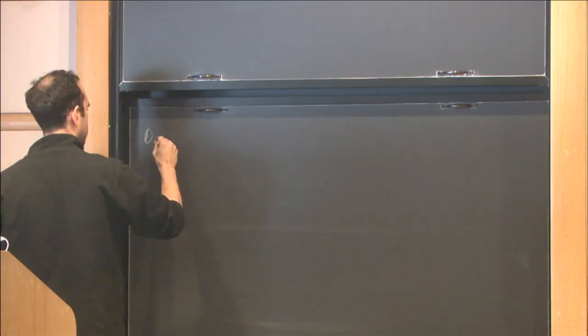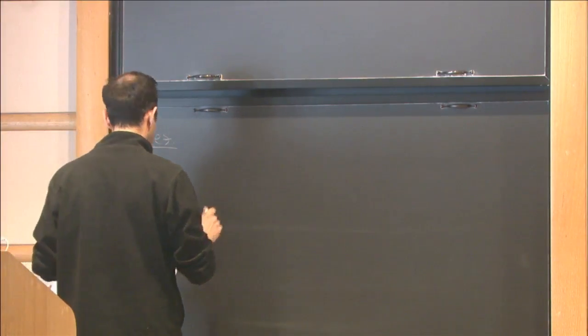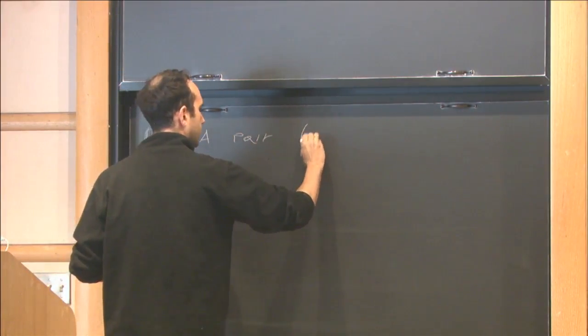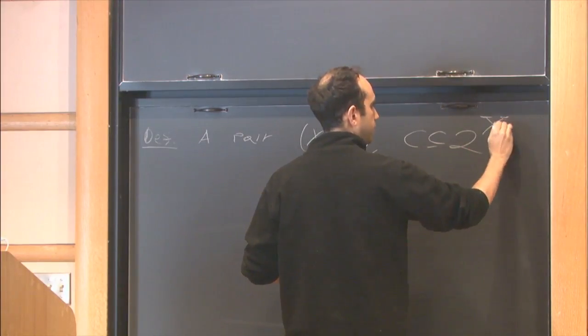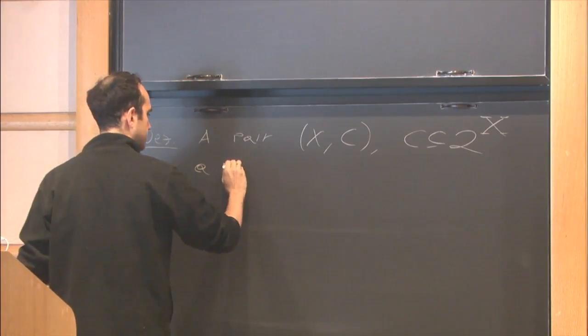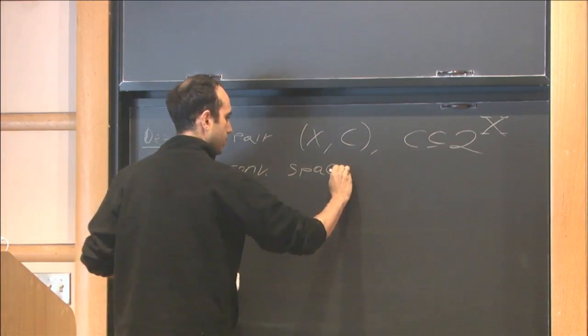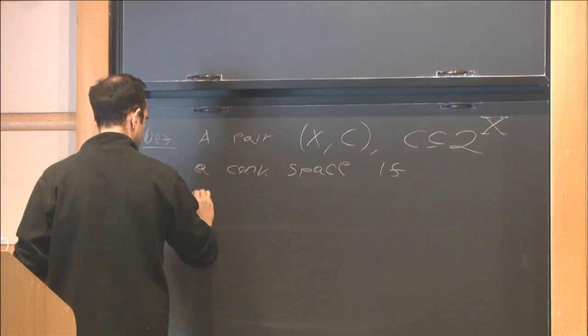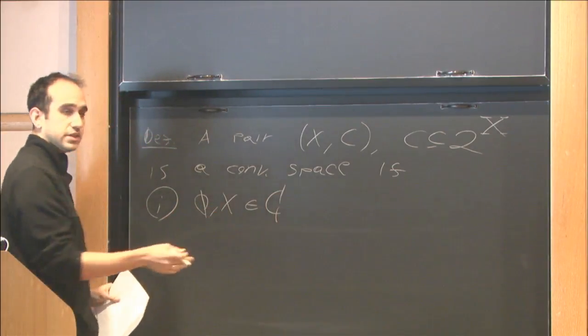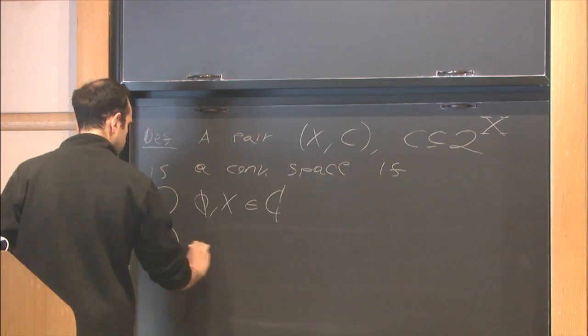Okay, so what is a convexity space? This is an attempt to abstract the notion of Euclidean convexity. Definition: a pair (X, C), where C is a family of subsets of X, is a convexity space if the empty set and X are in C, both the empty set and X are convex sets, and C is closed under intersection.